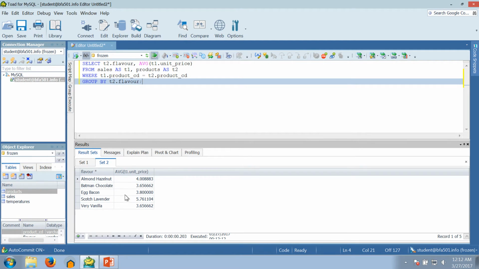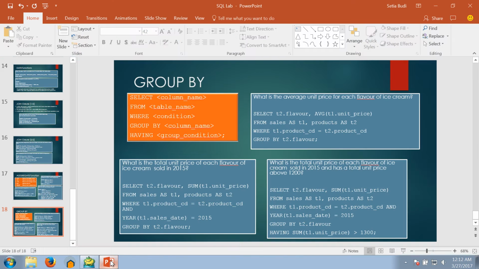The data that we have is now grouped based on the flavor, and we are also able to show the average unit price for each flavor. That's the answer for the first question here. Pretty straightforward. Okay, let's see the second case study.